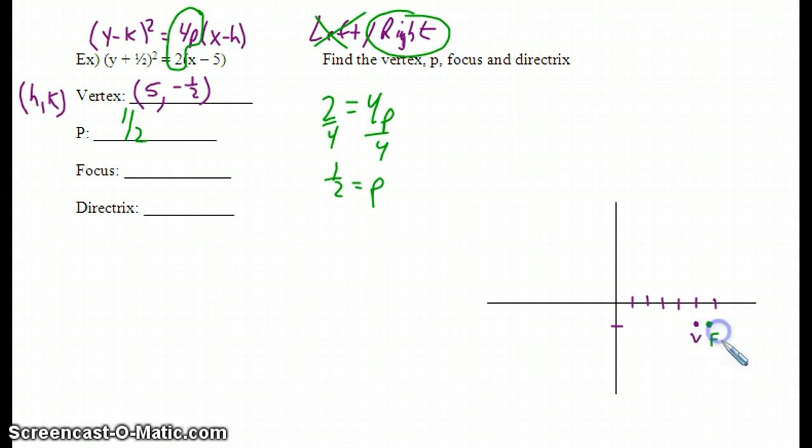So that's my focus. So what's the coordinate point of that focus? Well, I went over 5.5 and I went down 1/2. And really, when I did this, I should have moved this down a little bit here, because it looks like I put it right at 1. If this is where 1 is, this is about where 1/2 is. Negative 1 there. So I know that my focus was 5 and 1/2, comma, negative 1/2.